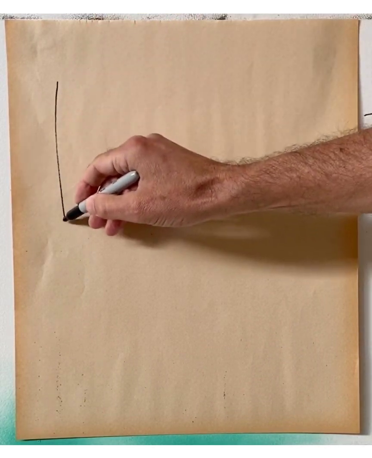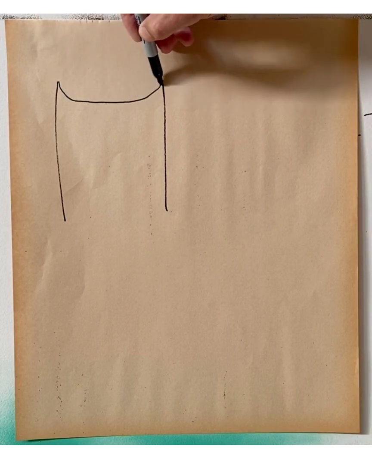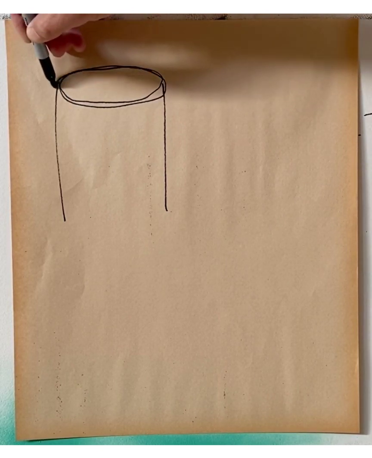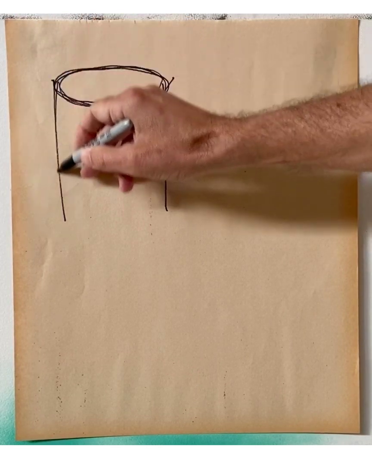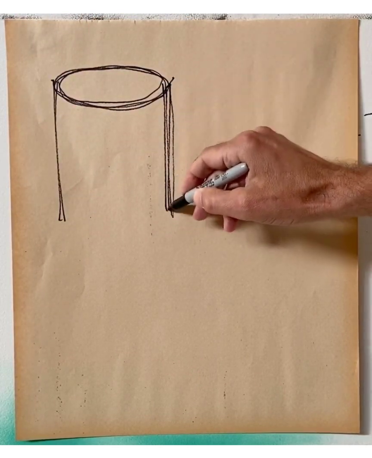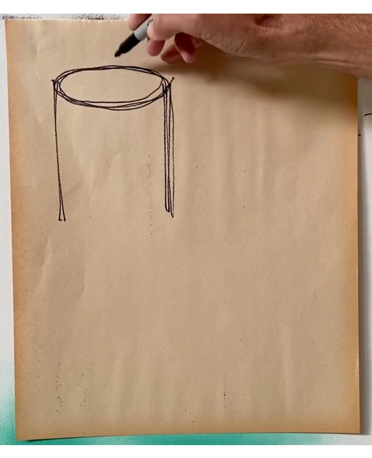So, the three ways that people misdraw cylindrical or elliptical forms. First way is that they will draw the top ellipse correctly. So let's just imagine that this is like a can of paint or something.